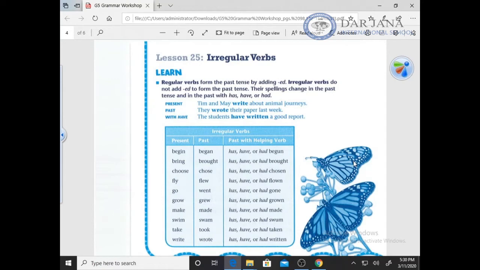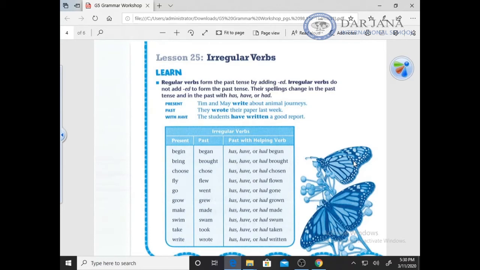So we can find the difference from the chart, or how the irregular verbs change. In the present, begin. In the past, began. With has, have, and had, begun. Bring, brought. Has, have, or had, brought. Choose, chose. Has, have, or had, chosen. Fly, flew. Has, have, or had, flown. Go, went. Has, have, or had, gone.